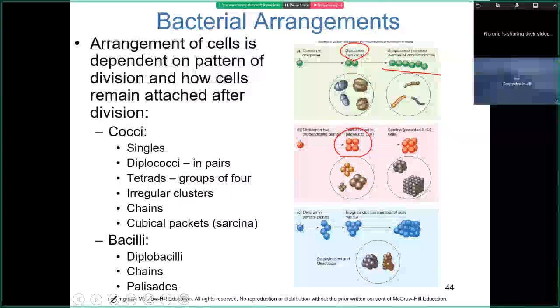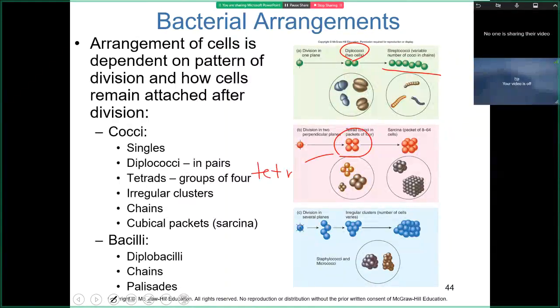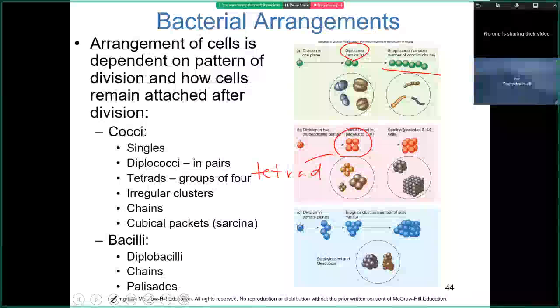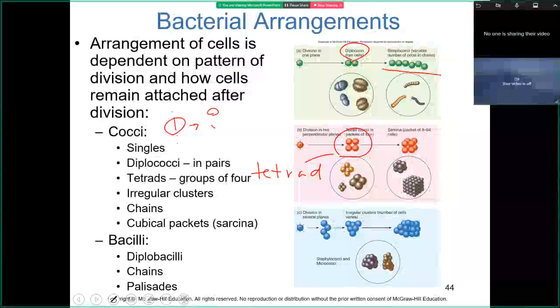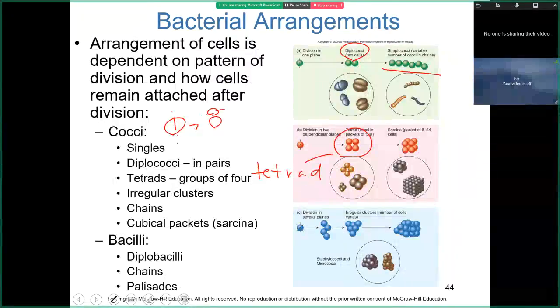That group of 4, or tetrad as it's called, arises when you get a single cell and it divides down the middle, right? And that'll give us a diplo arrangement. Then those 2 cells divide at right angles to the first division. Sorry, they'll divide at right angles, and you'll get something like this.